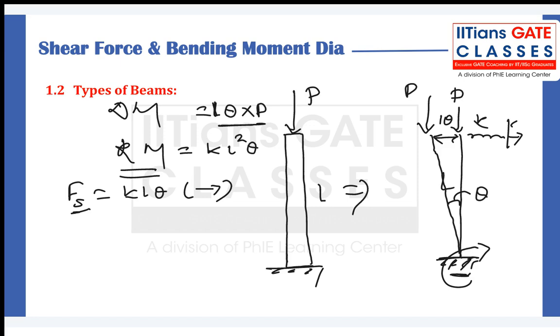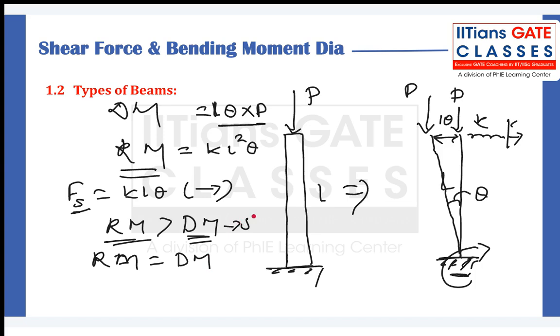Right? So guys, now tell me, when buckling will not happen, or when this slender structure will not fail, if Rm is greater than Dm. Clear? If Rm equal to Dm, what will happen? So this is known as what? Stable. This condition means your column is stable.